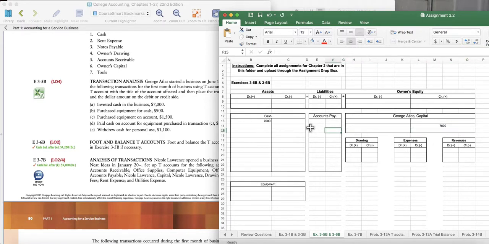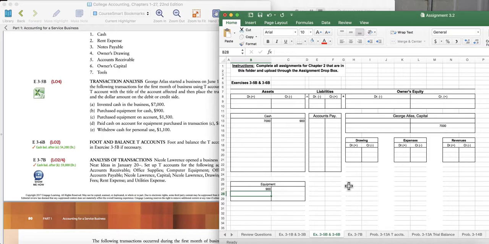So the next transaction is we purchased equipment for cash. So we need to decrease our cash by the amount we purchased and then increase our asset. So if you notice, we have a debit and a credit. So every transaction will have a debit and a credit of some sort. If we go back to look at the first transaction where we invested money, we have a debit in cash and a credit in capital.